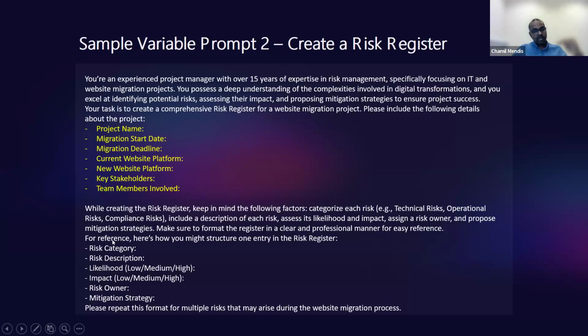And also, if you want to create a risk register and specify multiple columns, you can list down the columns in a bullet format like this. So this is also another way of using a variable prompt to create any document, like a project charter, project plan, risk register, or any other project artifacts. You can use the same format to create them.